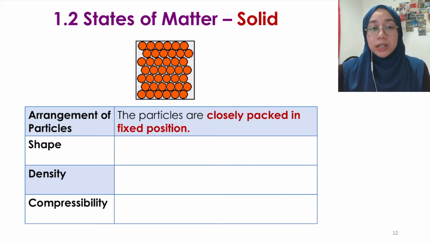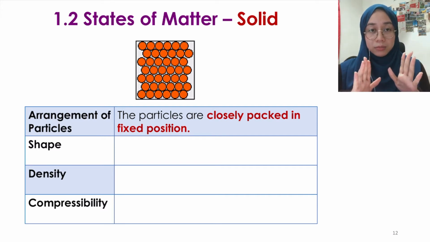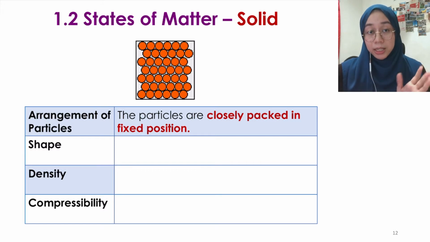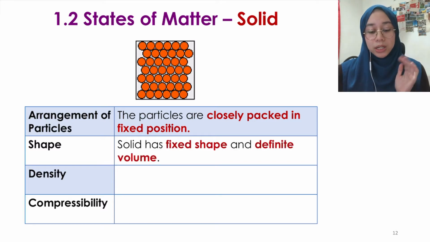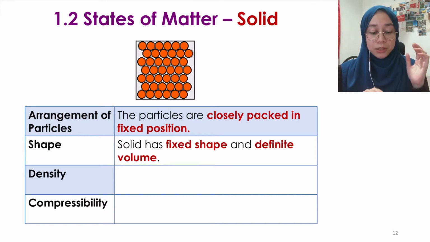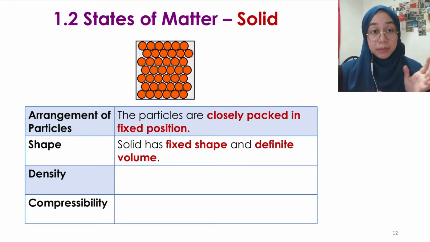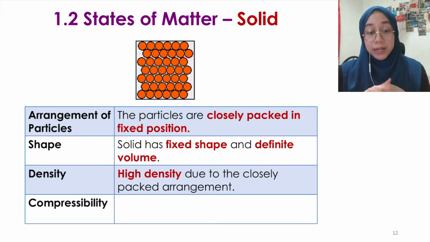Meanwhile the shape, since it is in a fixed position, bermaksud even the shape pun jadi fixed juga. So that is why bila dia punya shape adalah fixed, even the volume itself is also fixed. And in terms of density pula, disebabkan dia very close to one another, there's no space in between kan, therefore the density is very high lah. Due to the closely packed arrangement.